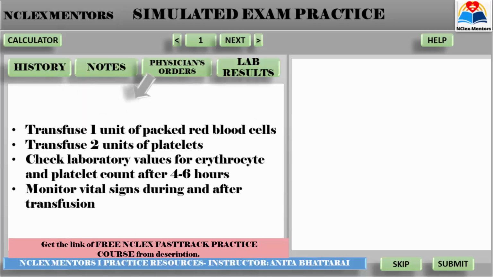To understand the scenario in depth, let's see Physician's Order tab 2. Following points are mentioned here. First, transfuse 1 unit of packed red blood cells. Transfuse 2 units of platelets. Check laboratory values for erythrocyte and platelet count after 4 to 6 hours. Monitor vital signs during and after transfusion.